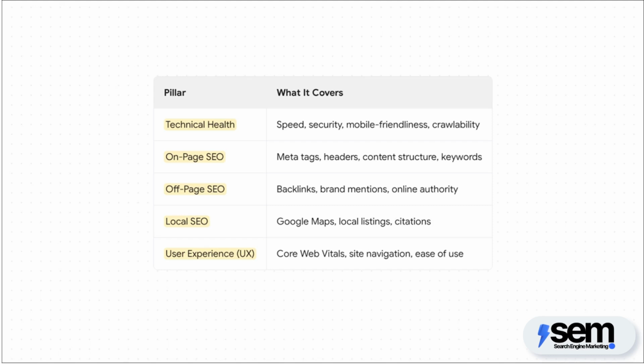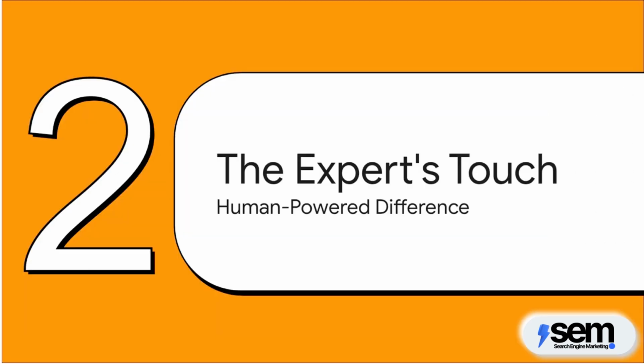And finally, user experience, or UX. This is all about the human side. Is your site actually easy and pleasant to use for a real person? Because trust me, Google cares about that a lot. And that brings us to maybe the most critical part of this whole thing, the human touch. Why is it so important that an expert does this manually? Well, because an automated tool can give you a ton of data, but data without context is just noise.